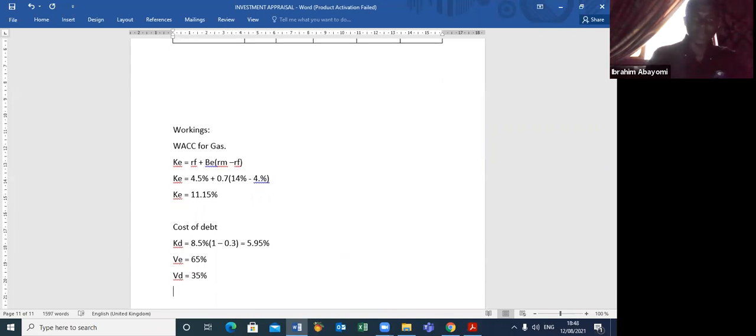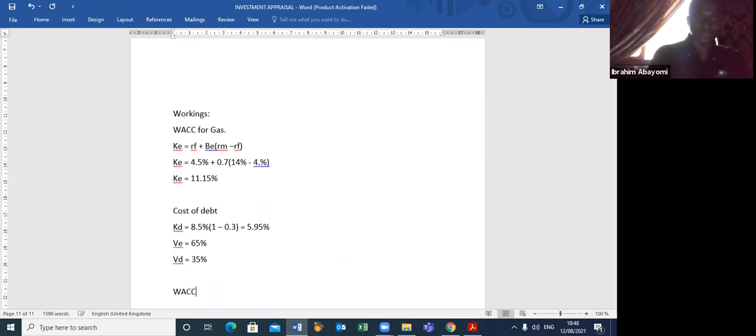So what will now be our WACC? Our weighted average cost of capital is equal to cost of equity, which is 11.15%, into bracket equity 65 over equity plus debt 100, plus cost of debt 5.95% into bracket market value of debt 35 over equity plus debt 100.